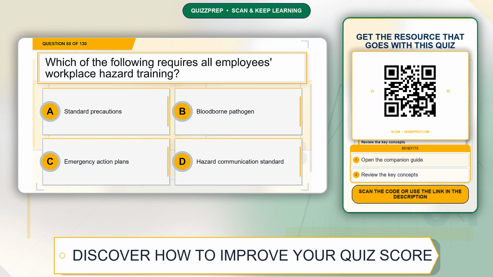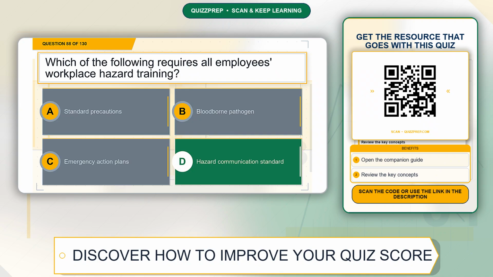Question 88. Which of the following requires all employees workplace hazard training? Option A, standard precautions. Option B, bloodborne pathogen. Option C, emergency action plans. Option D, hazard communication standard. The correct answer is option D, hazard communication standard. Explanation.